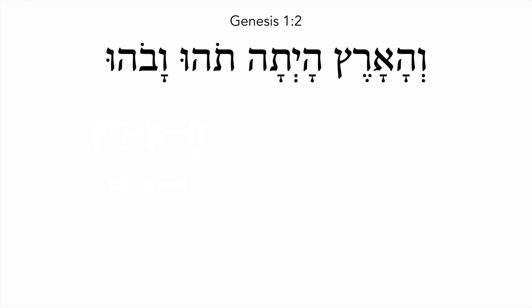Next clause. We're getting used to this. We're going to see it a lot. Ve. That just means and, and it's the most common word in the Bible. Ve, ha, arets, same word we just saw.